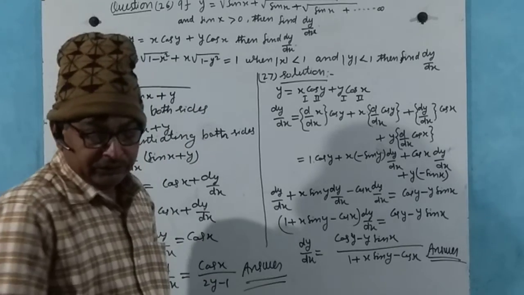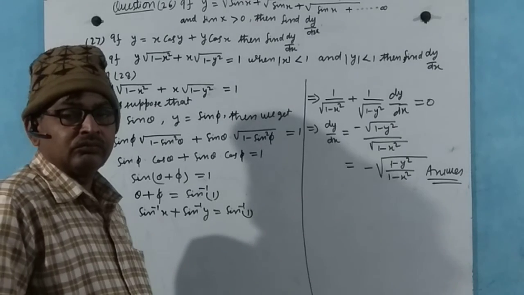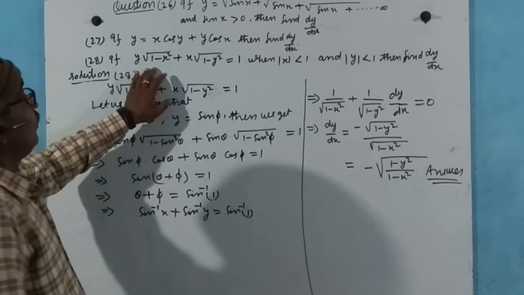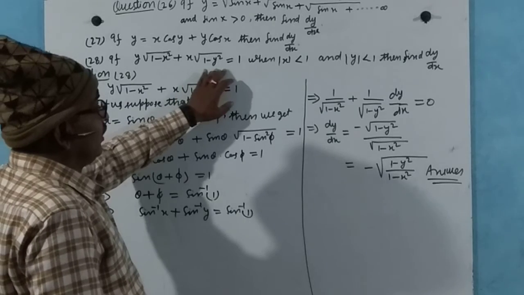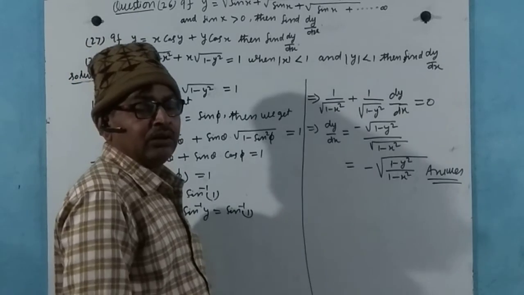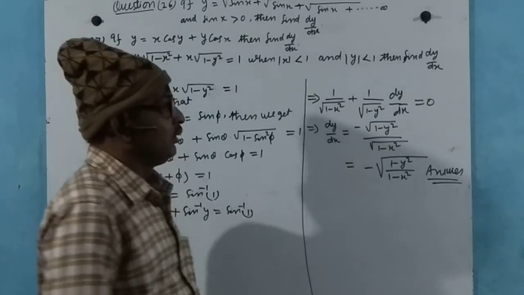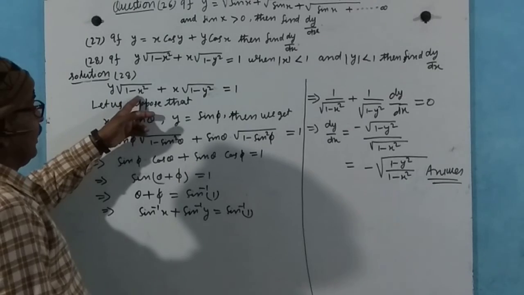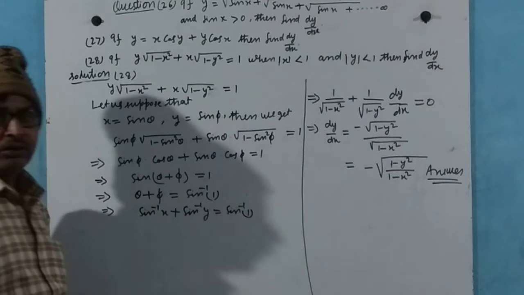Now we take another problem. Question number 28. If y under root 1 minus x square plus x under root 1 minus y square equals 1, when mod of x is less than 1 and mod of y is also less than 1, then find dy by dx.